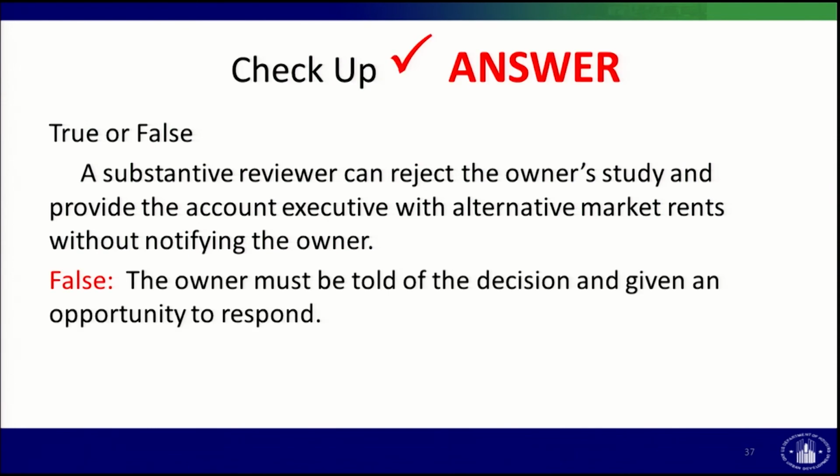What's the answer? The answer is a substantive reviewer can reject the owner's study and provide the account executive with alternative market rents based on his opinion of the neighborhood. That's false. The reviewer must have justification for the alternative rents and must provide the owner with information on how the suggested market rents were derived.